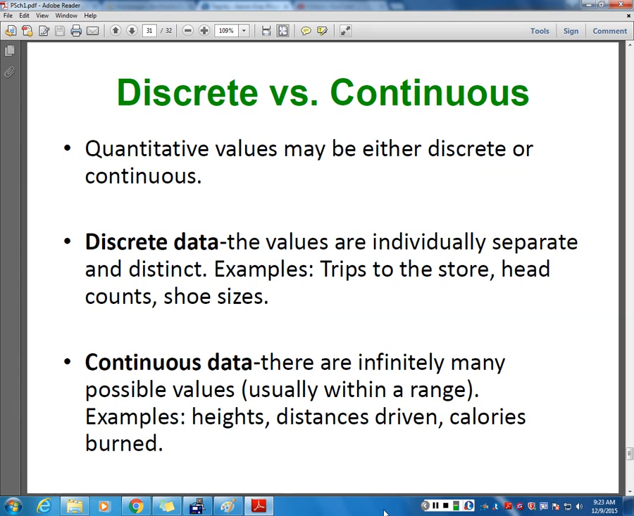In continuous data, there are infinitely many possible values along a range. For example, heights. It's possible for someone to be 5.54356927 repeating feet tall. Distances driven, you might have driven 35.94652 miles today. Calories burned, those can also vary infinitely. There are infinitely many choices that can occur. I may not be able to measure them all, but it can happen.